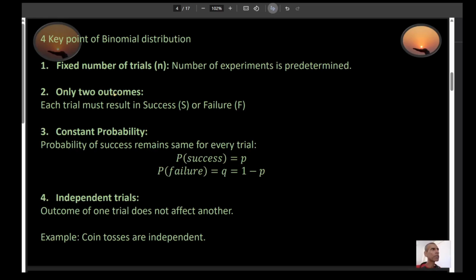Now, there are a few key points about binomial distribution that you should be mindful of. Number one is that it is a fixed number of trials. So the number of experiments that you do is predetermined. It's already known to you.